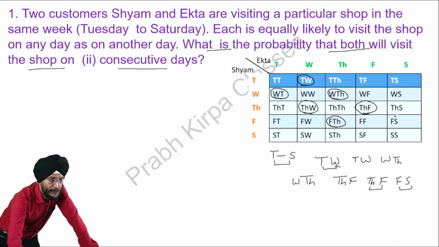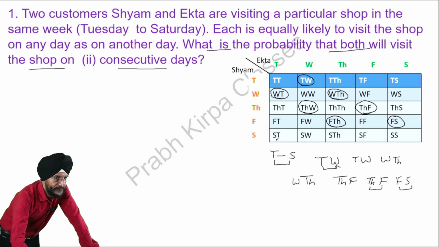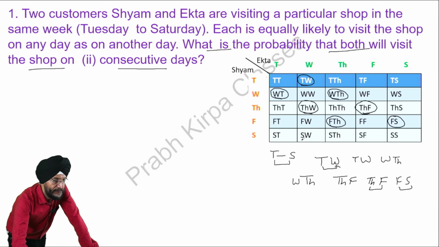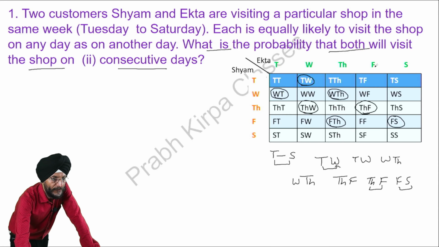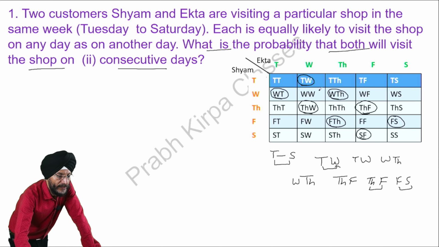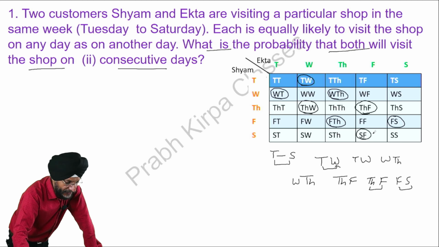Friday, Saturday, these are consecutive days. Saturday, Tuesday, there is a gap of Sunday. Saturday, Wednesday, there is a gap. Saturday, Thursday, there is a gap of Friday. Saturday, Friday, it means Friday, Saturday, or Saturday, Friday, these are consecutive days. Saturday, Saturday, these are same days. So now we will count the number of favorable outcomes, that is the number of consecutive days: 1, 2, 3, 4, 5, 6, 7, 8.